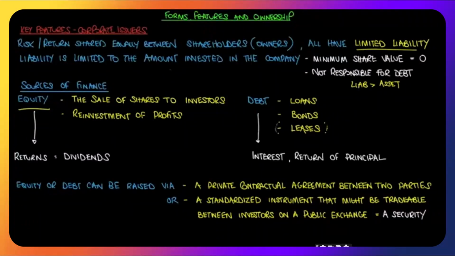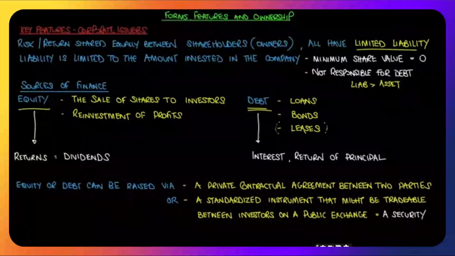How do you pay back those providers of finance? Equity holders get dividends, not guaranteed, no obligation to pay dividends. Debt holders get interest and their return of principal. They are obligations. They are fixed charges. Hence, for the issuer, for the corporate issuer, debt is riskier because you have to make those payments. From the investor's point of view, it's the opposite. Because you have a fixed obligation, then you have less risk. You'll demand a lower return.